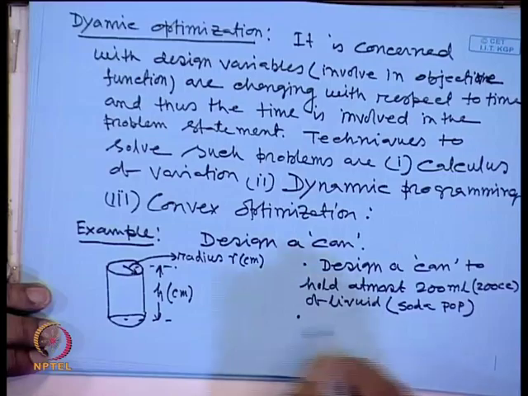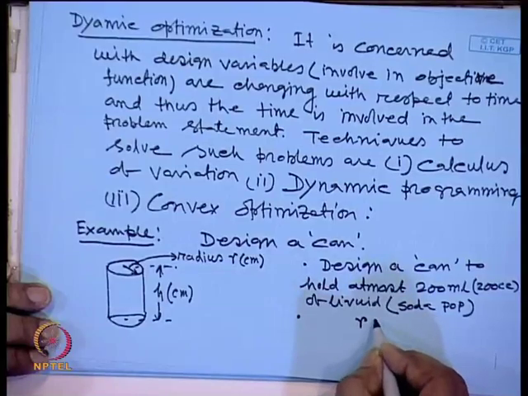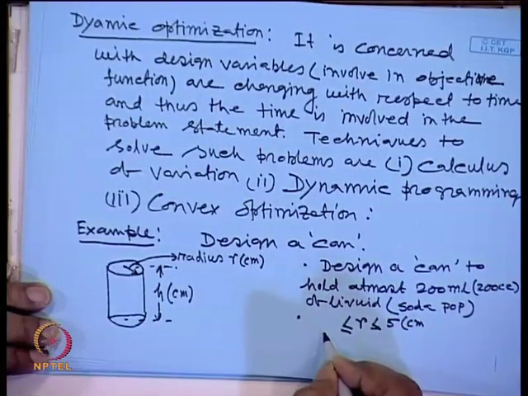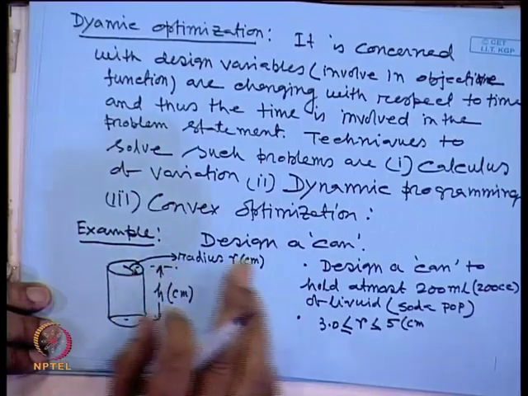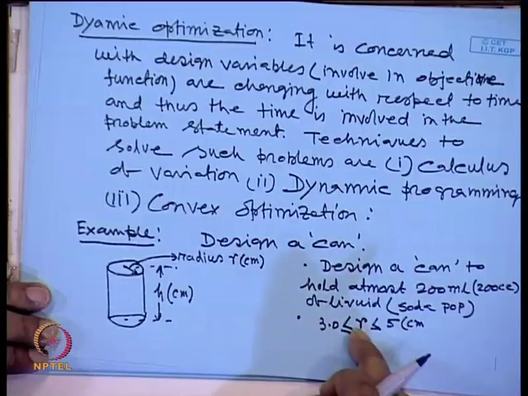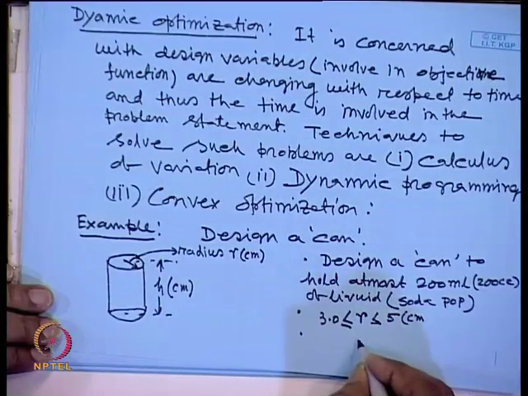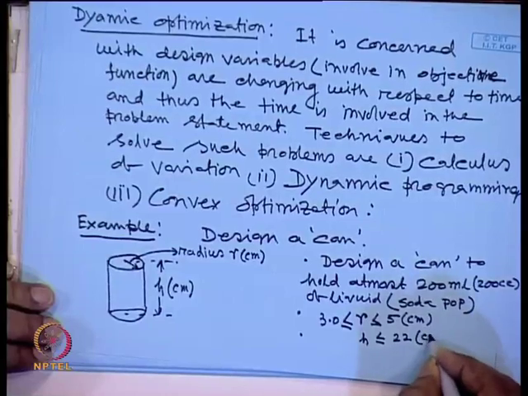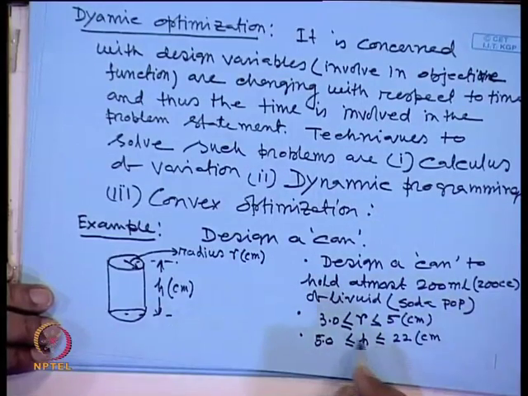Second, in addition to this, there are some constraints imposed on the physical parameters of the can. The radius r of the can is less than or equal to 5 centimeter and greater than or equal to 3 centimeter. This is the constraint imposed on the radius; when you manufacture the can, the radius will be in this range. Next, the height of the can is less than or equal to 20 centimeter and greater than or equal to 5 centimeter. This is the height constraint given.